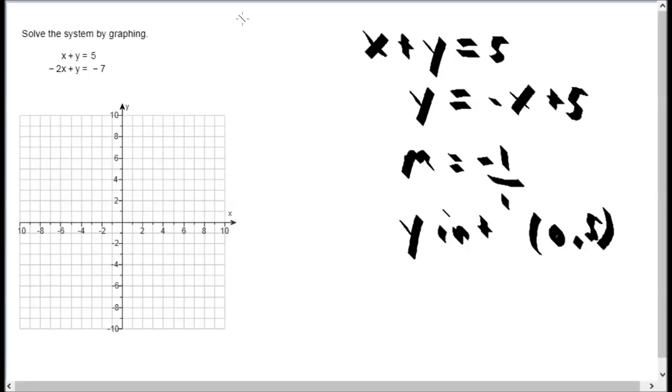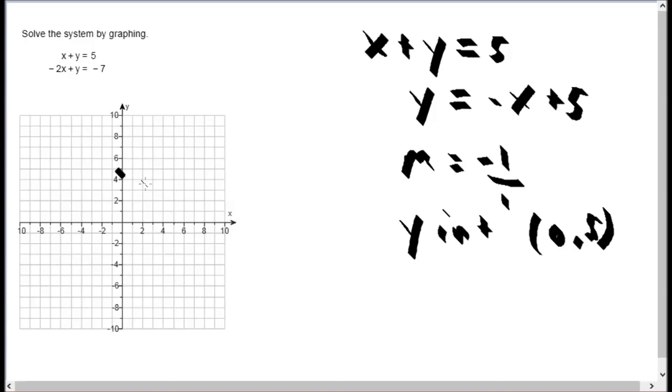Okay, we'll take a look at this particular system of equations. We're going to solve it just by graphing. I went ahead and grabbed the first equation here, x plus y equals 5, solved it for y, found out that m is minus 1, the y-intercept is 5. That means we can go over here to this point right here, 5 for the y-intercept. We get that on there.